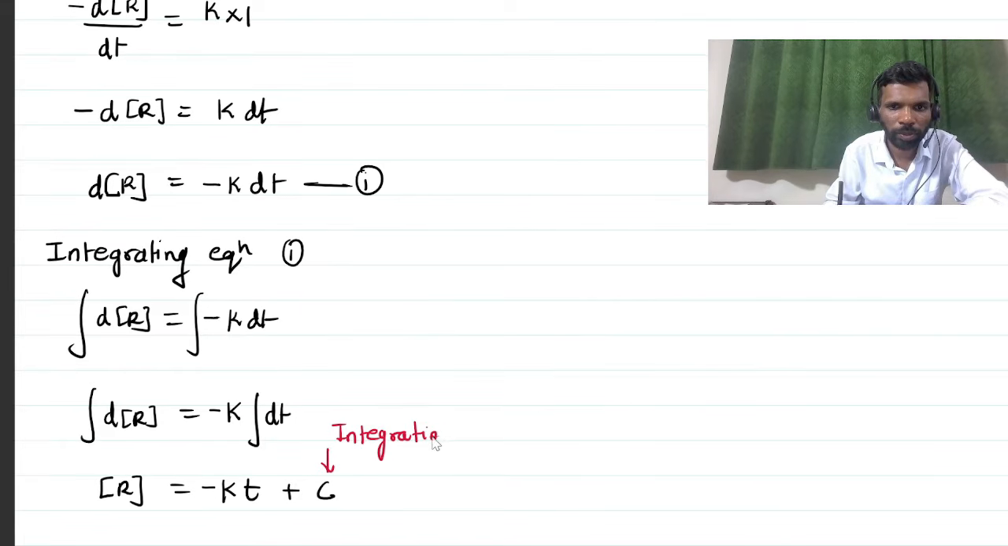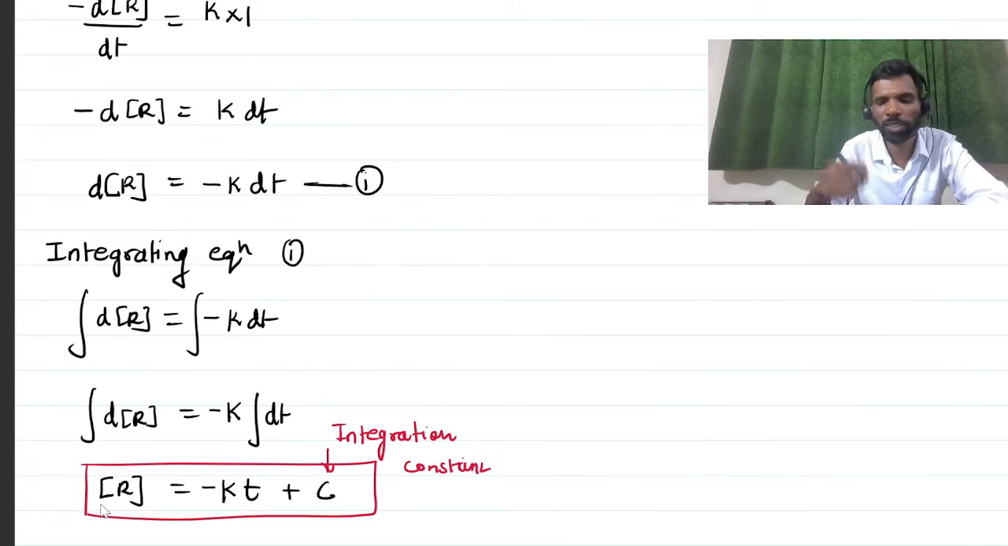Now this is one equation which I am getting over here. But this is not the final equation. I need to find what C is, the integration constant. So I'll go to the next page.